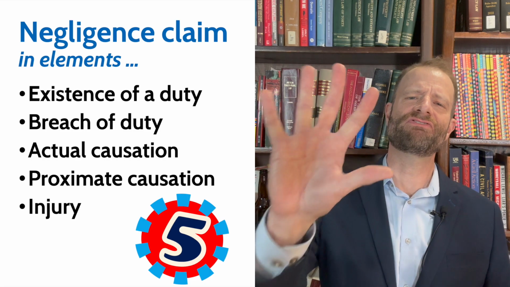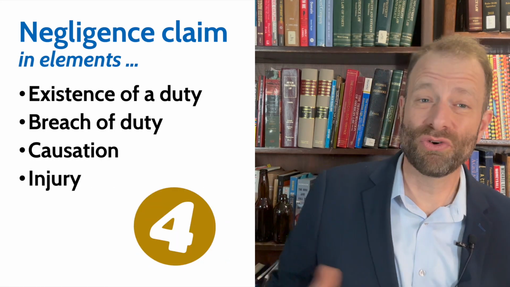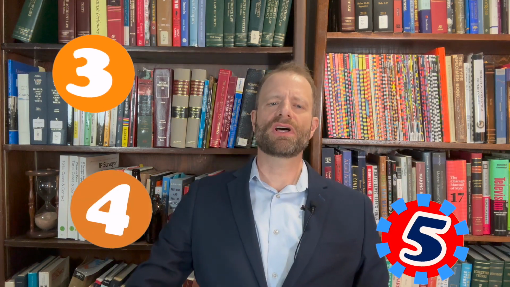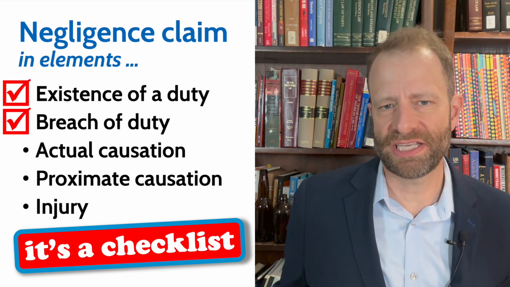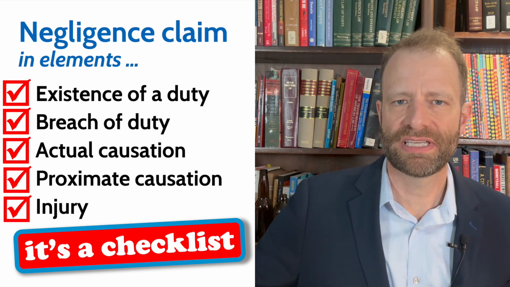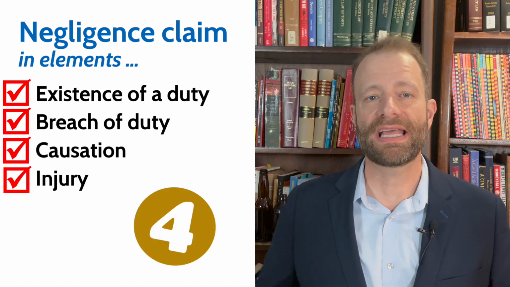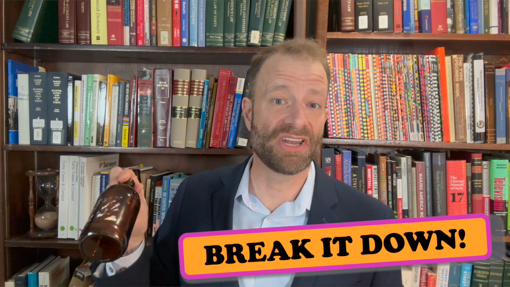Negligence has 5 elements. Maybe some of you were taught that negligence has 4 elements or 3 elements. It doesn't matter. It's all the same law. Talking about elements is just a way of having a checklist. So 5 elements is just a more detailed checklist than 3 or 4 elements. It's just a way of breaking it down. So let's break it down, shall we?